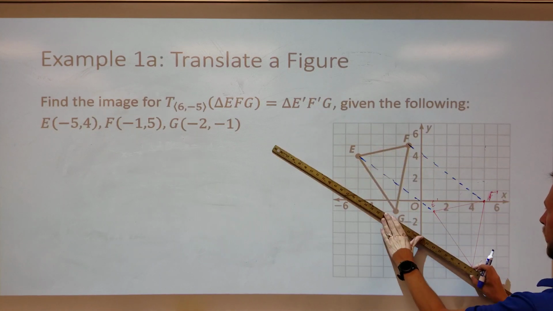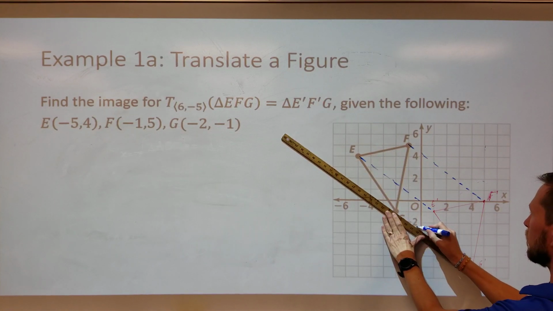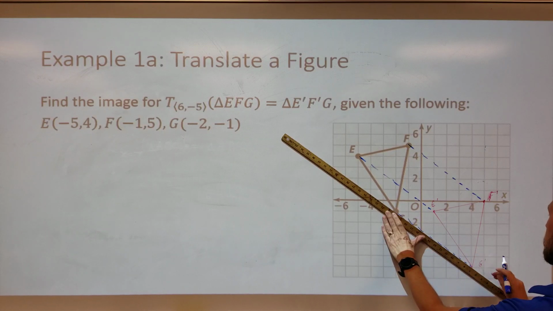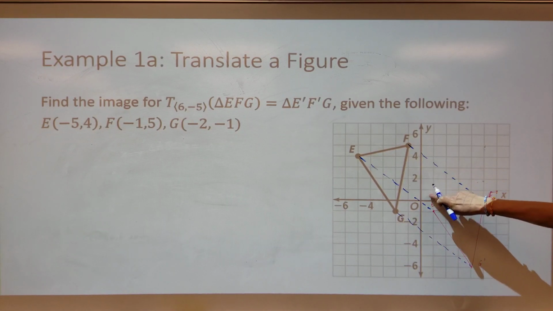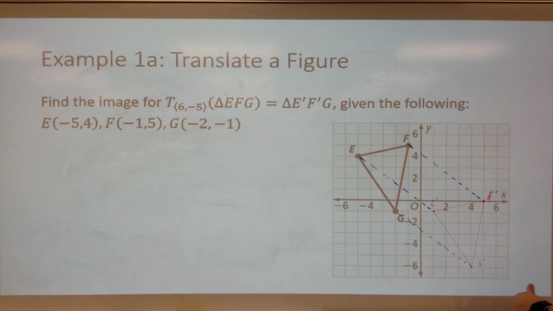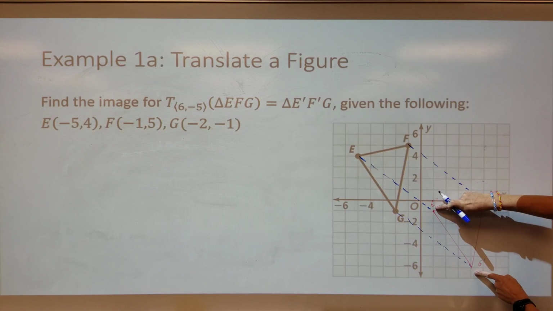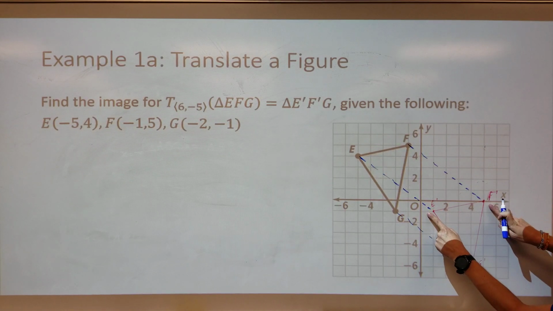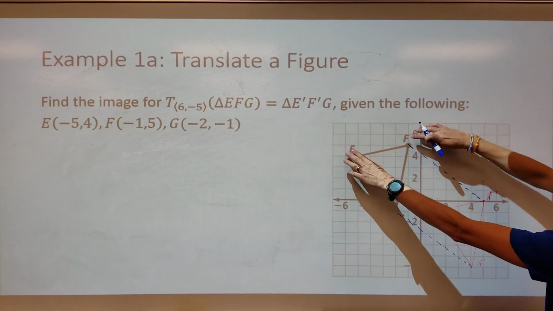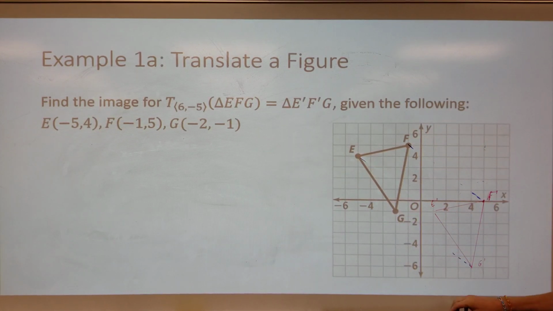We can tell that either by eyeballing it or by actually calculating the slopes. We should see that these lines are all parallel to one another. That means we did a good job. We can find that this length is the same as that length. We can compute using the distance formula. This length is the same as that length, and so on.